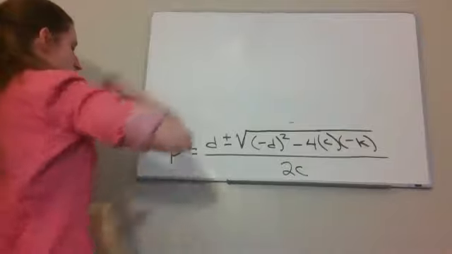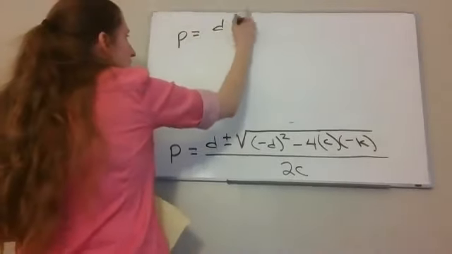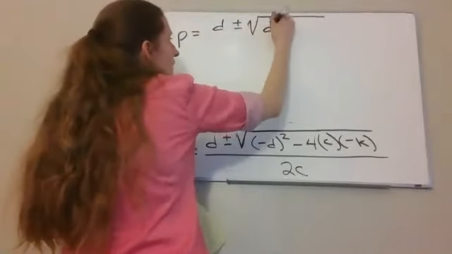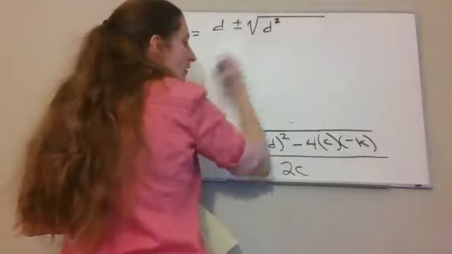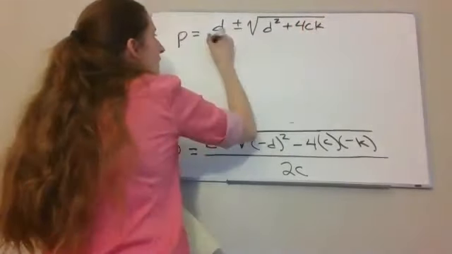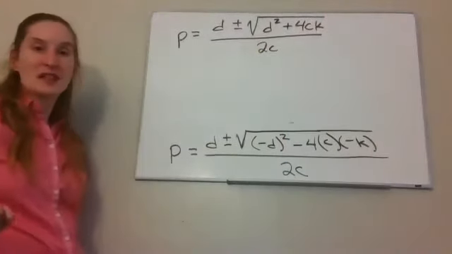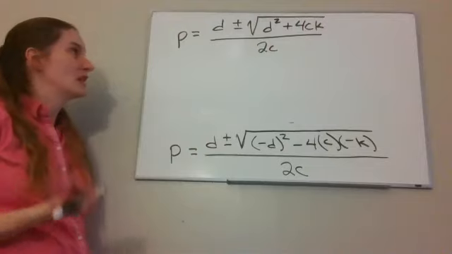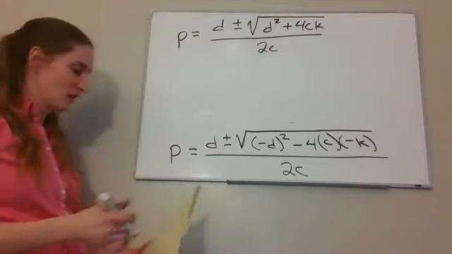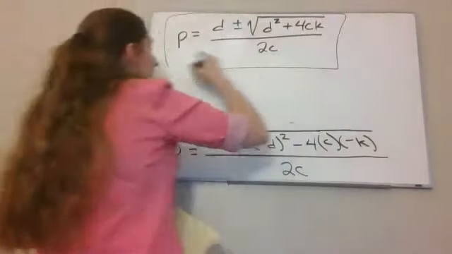All that I can do is simplify some things underneath that square root. I get D plus or minus the square root of D squared plus 4CK all over 2C. And that's all we can do because we don't know what D or C or K are. So we can't actually simplify it any further. And these are the solutions.